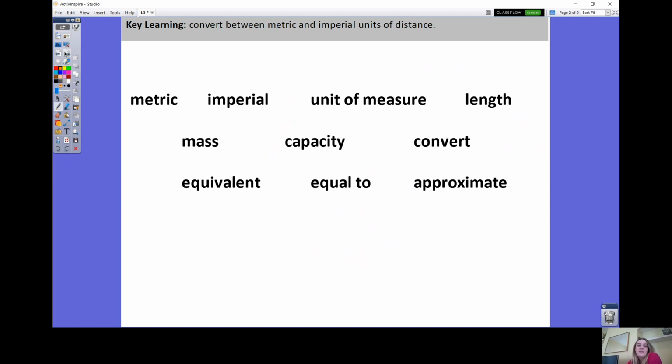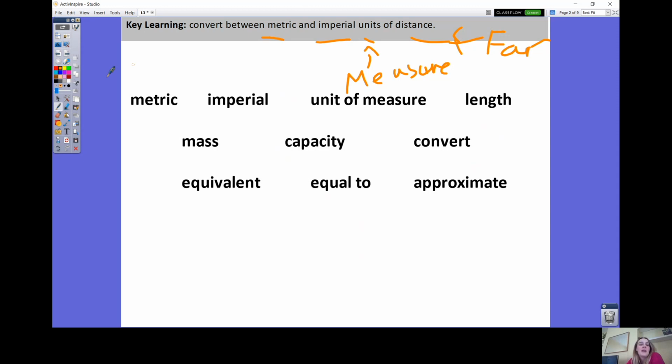converting. So in this lesson, we're going to be converting between metric and imperial units of distance. So some key words, which we're going to go over now, the meaning of. Convert obviously means change. Metric and imperial are two different units of measurement. Units are things we use to measure something, and distance is how far something is. So distance is how far away something is.